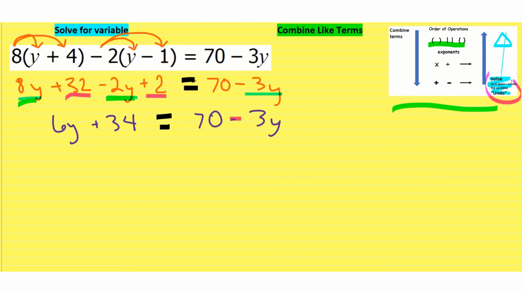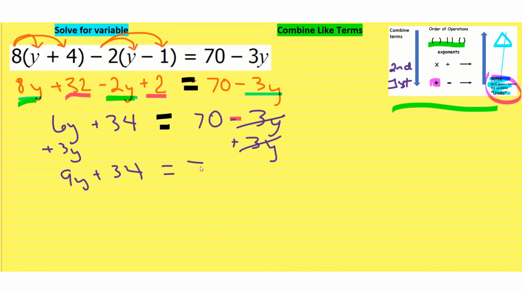How do I undo -3y? Well, I'm going to undo it by adding it. So again, we are actually kind of working order of operations backwards. So we're looking at the bottom first, and then the next thing we will consider will be undoing multiplication and division if that's necessary. But at this point, I'm going to do plus 3y on both sides. So plus 3y to keep it balanced and equal. These two cancel out. 6y plus 3y equals 9y plus the 34 is equal to the 70.